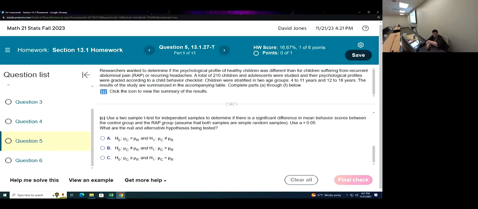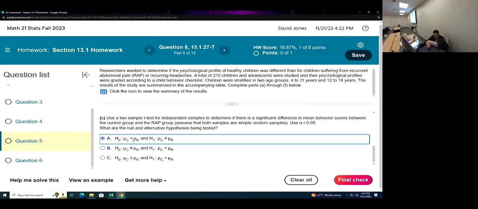So it wants a 2 sample t-test for independent samples to determine if there's a significant difference in mean behavior scores between the control group and the RAP group. So right now we're only looking at 2 groups, the control group and the RAP group. And it wants to know if there's a difference, which says it isn't like 1 is greater than or less than. So it looks like we're looking at A, because H0 is always a statement of equality. And HA or H1, it says difference, not greater than or less than. And so we want the not equal to one.